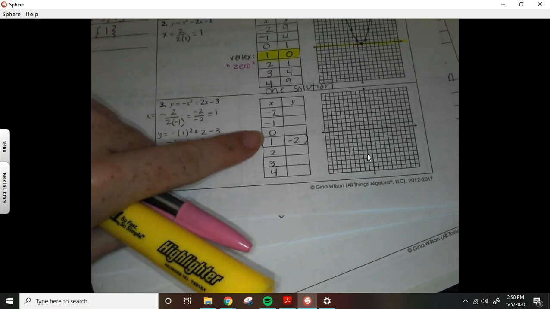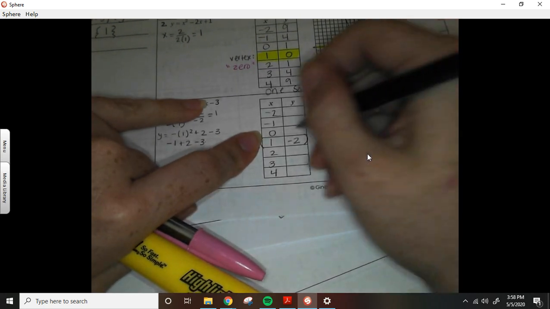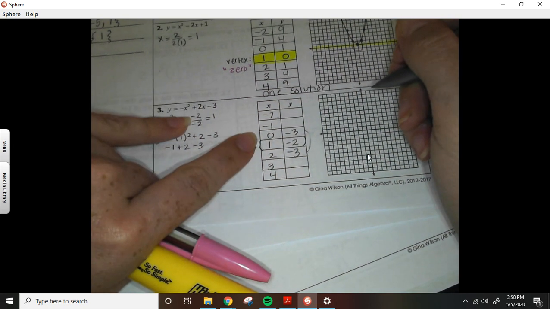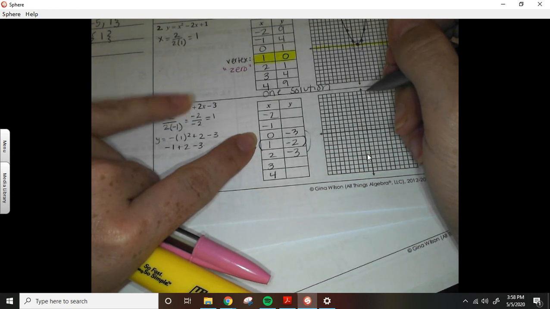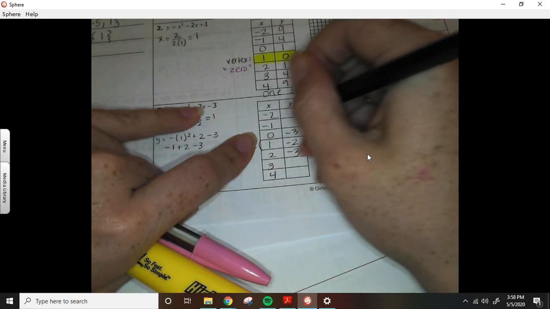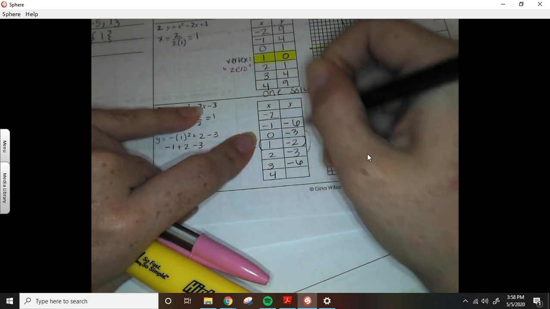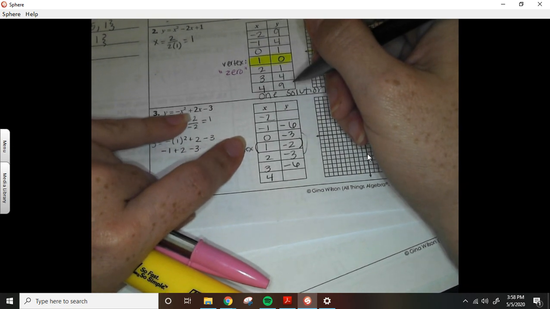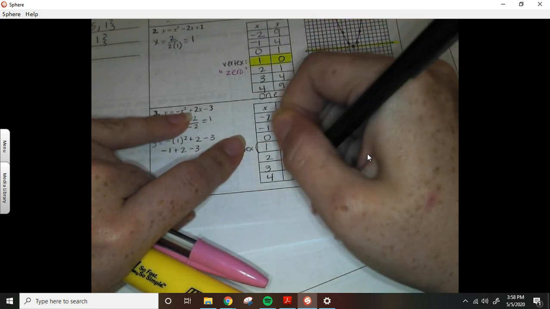1, 0, negative 1, negative 2, 2, 3, 4. Okay, so mental math again. If we plug in 0, this is going to be fun. 0 gives us negative 3, which also would give us negative 3 here. If we plug in negative 1, this is negative 1 minus 2 is negative 3 minus 3 is negative 6. If we plug in negative 2, that's negative 4 minus 4 is negative 8 minus 3, negative 11. We can't even put that one on this graph. What in tarnation?